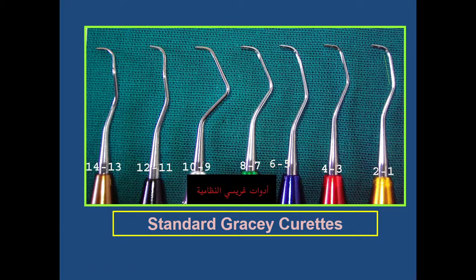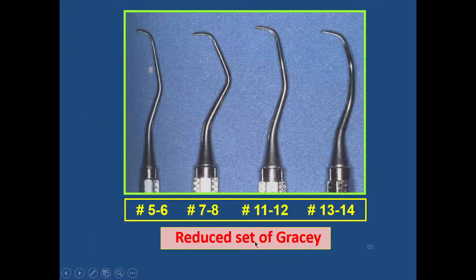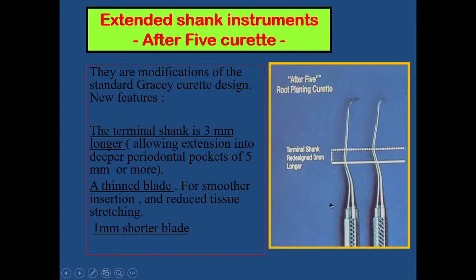So we get to the second important question in this chapter: can we use the reduced kit or the reduced set of Gracey instead of the full set? Yes. The question is, what is the reduced set of Gracey? It is 5 and 6, 7 and 8, 11 and 12, and 13 and 14. Okay?